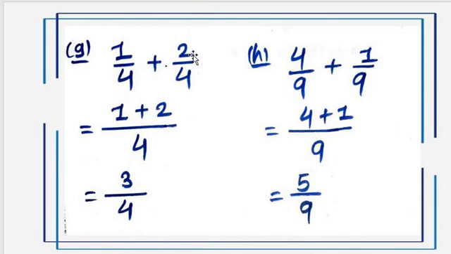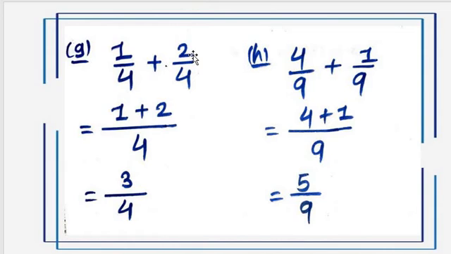Now, my dear students, we solve question number H: 4 upon 9 plus 1 upon 9. Here we only add, meaning we only take the numerators. So take the numerators, 4 plus 1, upon 9.